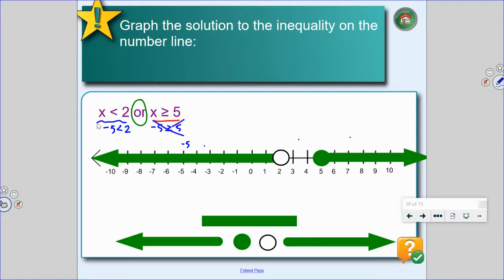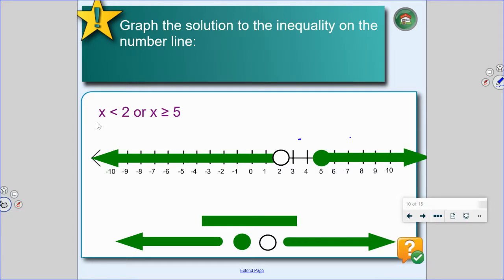While this is a false statement, that's true. And remember, for an or statement, it only has to be good for one or the other. So that explains why -5 is colored in. Let's try a number in the middle.